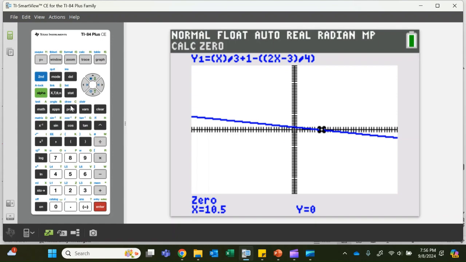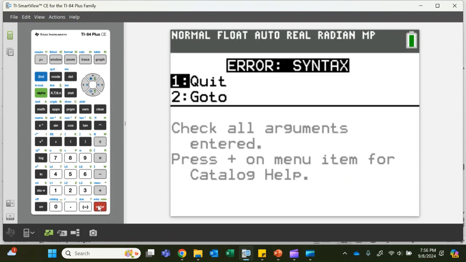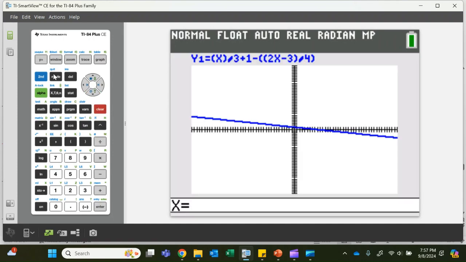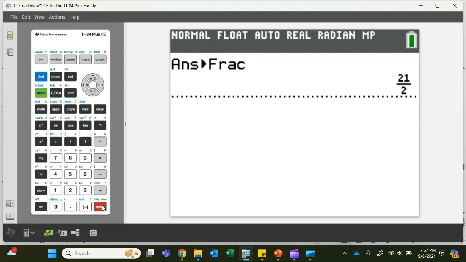10.5 is your answer. If you do need it to be a fraction, like it said, you can use math, frac. Sometimes it'll give you an error for syntax, like it doesn't like it. Hit second, quit. Go to your blank screen here, and then hit math, frac. It'll pull that X answer out, that 10.5, and give it to you as your answer there.